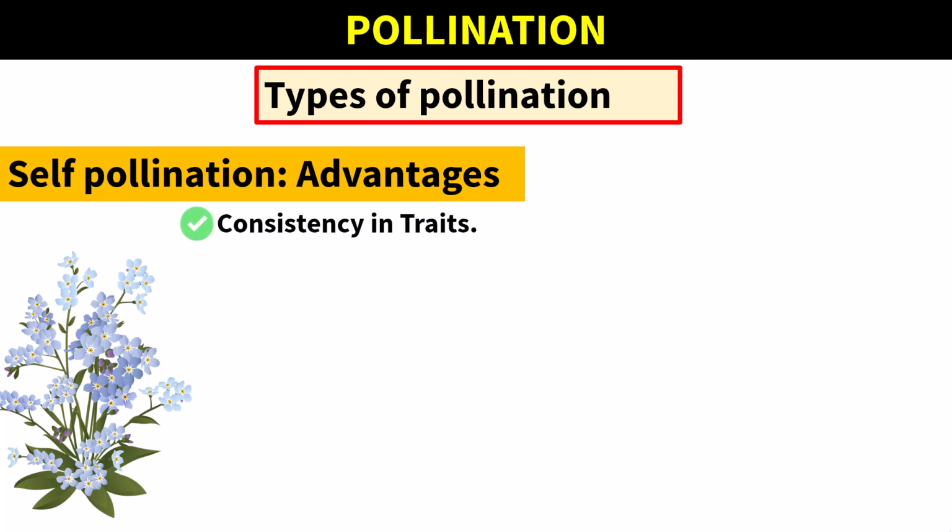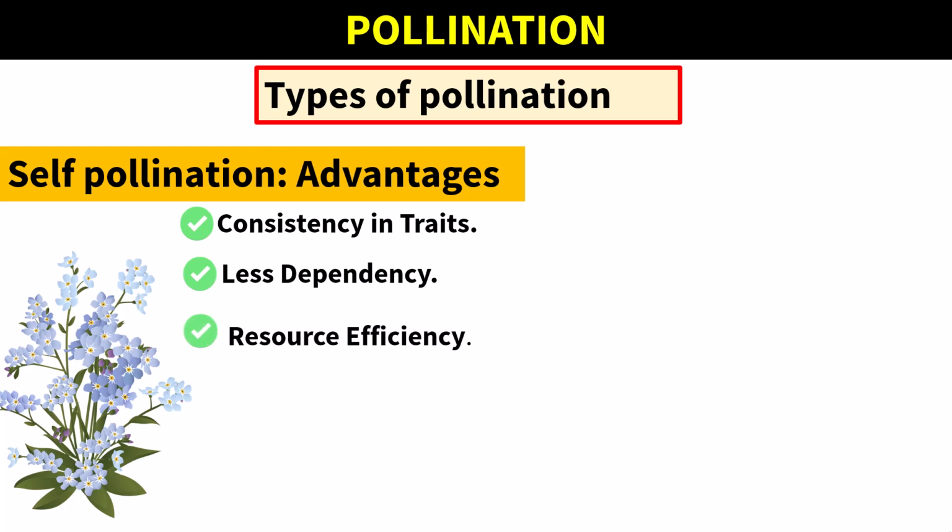Advantages of self-pollination. Consistency in traits. It ensures the preservation of desirable traits within the plant, leading to uniform offspring. Less dependency. These plants do not rely on external pollinators, making them more resilient in environments where pollinators are scarce. Resource efficiency. Less energy is spent attracting pollinators, such as producing nectar or large, colorful flowers. Guaranteed reproduction. Ensures that the plant can reproduce even in isolated or adverse conditions.